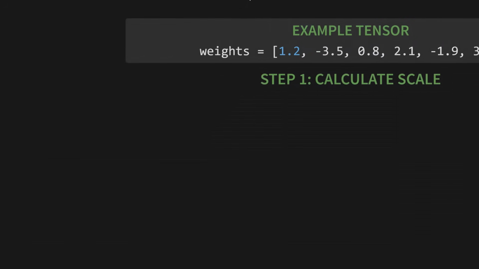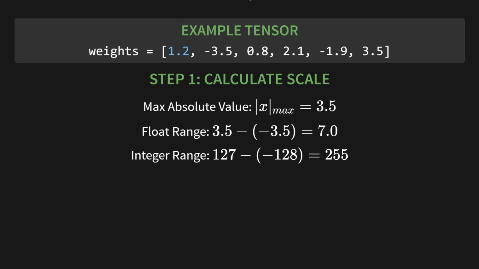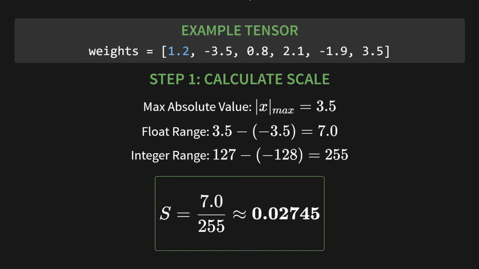Let's see this in action. Imagine we have this small tensor of weights, 1.2, -3.5, 0.8, and so on. Step 1, we have to calculate our scale parameter. First, we find the maximum absolute value in our tensor, which is 3.5. This defines our float range, from -3.5 to +3.5, for a total span of 7.0. Our integer range, as we said, is 255, so we just divide. S equals 7.0 divided by 255, which is approximately 0.02745. That's our scale, our magic number.